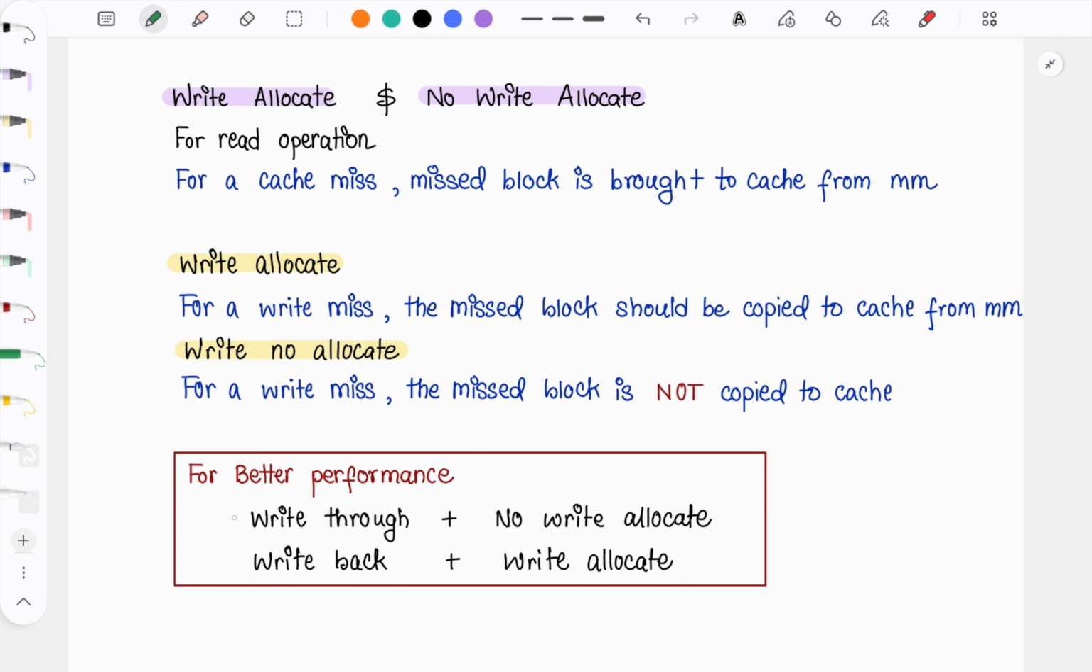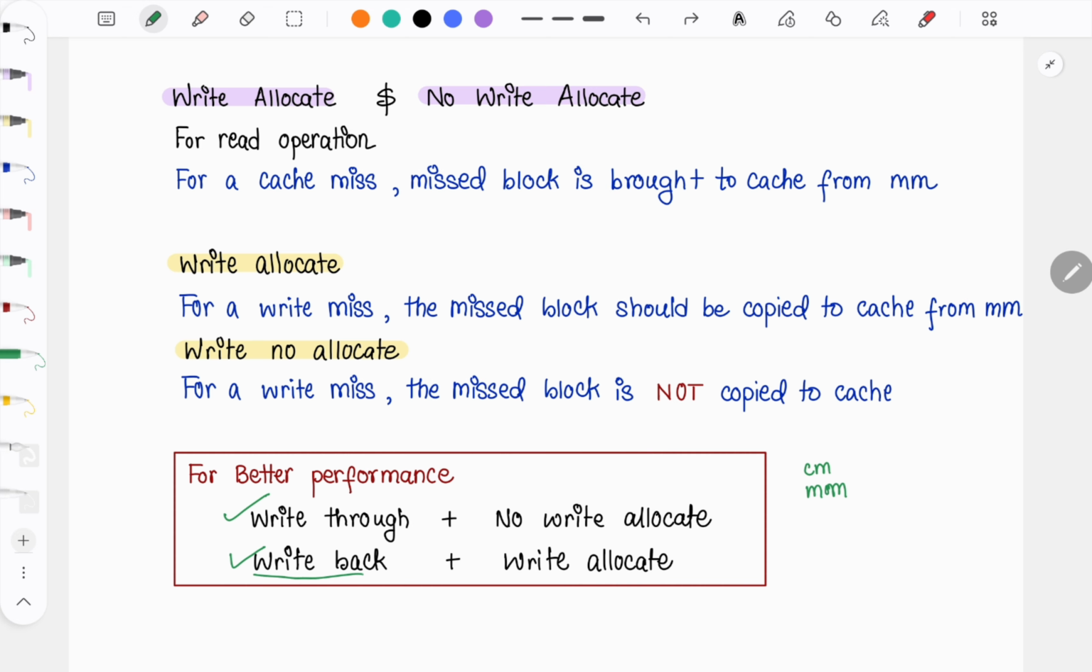Now there are two certain factors, write allocate and write no allocate. Write allocate means that whenever there is a write miss, the missed block is copied from main memory to cache. And in case of write no allocate, as the name suggests, there is no copying of the data from main memory to cache. To optimize the system, we use two combinations. As we have seen, for write through, the data is simultaneously updated in cache memory as well as in the main memory. So there is no need for write allocate. That means we don't have to copy that block from main memory to cache memory.